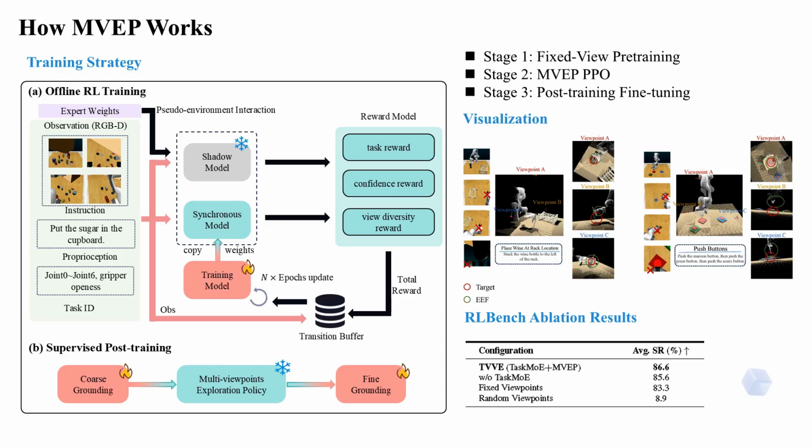This slide shows how MVEP is trained. Searching over camera poses is a large action space, so we use 3 stages. First, we pre-train with a fixed strong viewpoint to obtain a stable manipulation policy. Second, we use PPO to optimize viewpoint exploration. The reward combines task reward, confidence reward, and view diversity reward, so the policy learns informative and complementary views. Third, supervised post-training aligns the learned viewpoint policy with action prediction. The visualization shows that under occlusion, MVEP produces views with higher information gain and improves decisions.